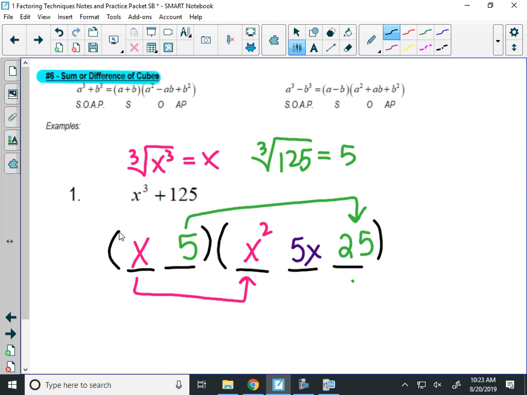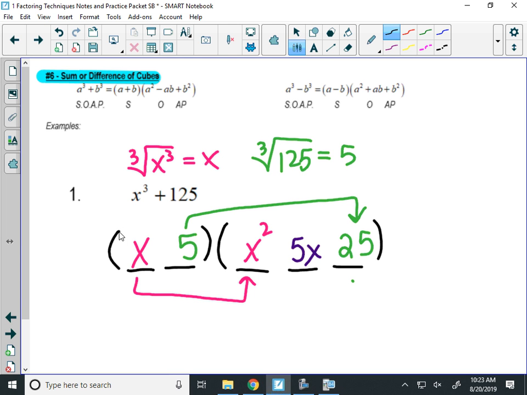Anyone, any sophomore, junior remember? S stands for same. O is opposite. A, always what? Positive. Now, if you're a freshman, you've never seen this before, that doesn't mean anything to you. That has to do with the plus and minus signs.